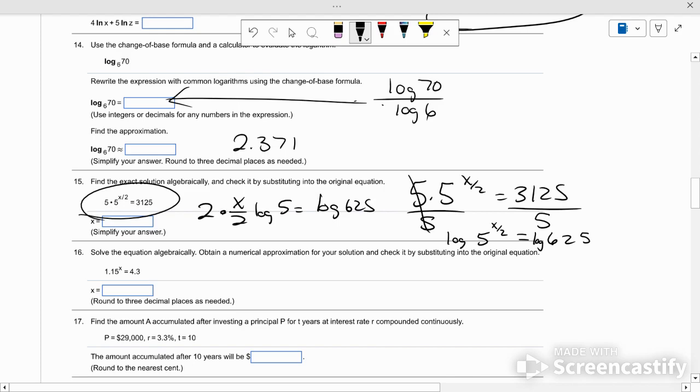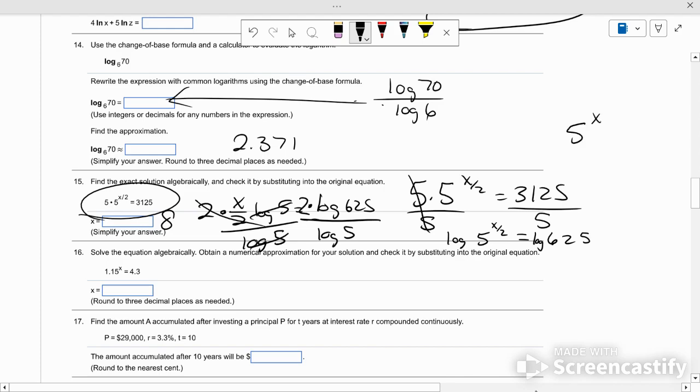So if we multiply by 2 and divide by the log of 5, if you take 2 times the log of 625, press equals, divide by the log of 5, what do we get? Should be a whole number. 8? Sounds right, because the log of 625 is basically 5 to the 4th power.